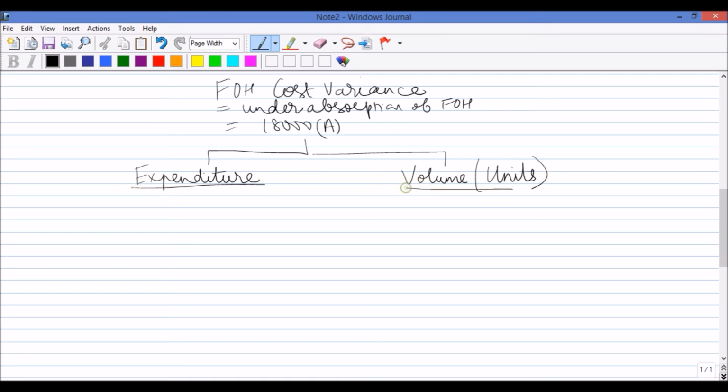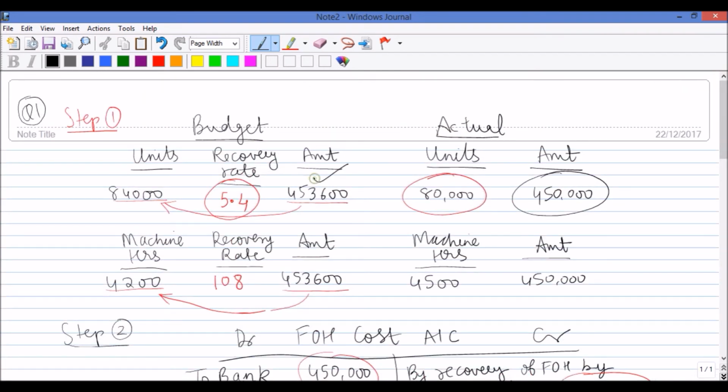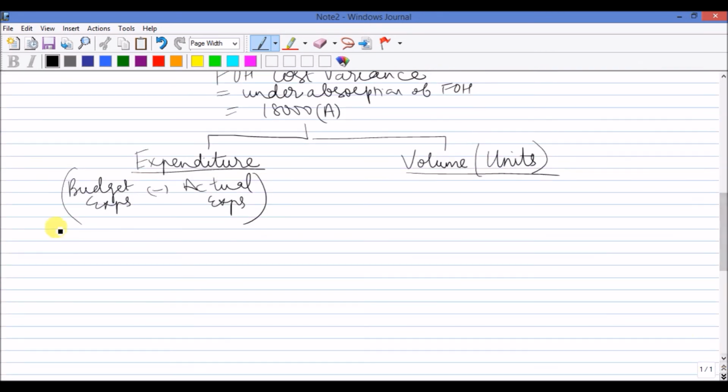In expenditure variance, you have a very simple formula: budgeted expense minus the actual expense. How much is the budgeted expense? You have budgeted 4,53,600 and in actual it's 4,50,000. Okay. So 4,53,600, you thought that this would be your fixed overheads, and in reality it is just 4,50,000 rupees. So yes, this is a favorable variance.